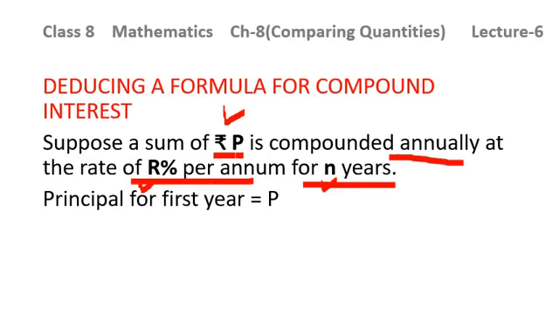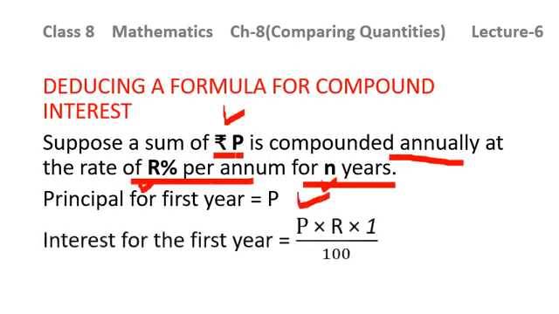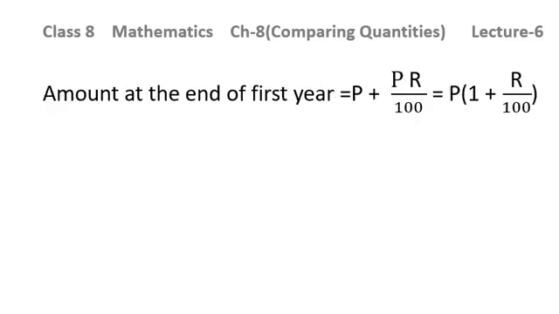So the principal for the first year is P. Interest for the first year will be P into R into T, because I am calculating it for 1 year. So time will be 1, P into R into 1 over 100. So it will be PR over 100. This is the interest for the first year. Now the amount, we need to add it to the principal. The principal was P, interest we have calculated PR over 100. Taking P common from this complete expression, what will be left inside the bracket? It will be 1 plus R over 100.